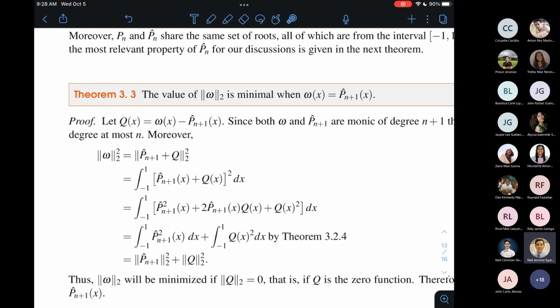So, ayan, sabi ng theorem 3.3, mamiminimise ko yung L2 norm ni omega kapag si omega ay pinili ko to be the monic Legendre polynomial of degree n plus 1. Kailangan n plus 1 siya para magkaroon ako ng n plus 1 roots. Tapos yung n plus 1 na roots na yon, siya yung gagamitin ko para ma-compute yung AIP. Alright? Sila yung magagamitin ko na mga abscissas ngayon.